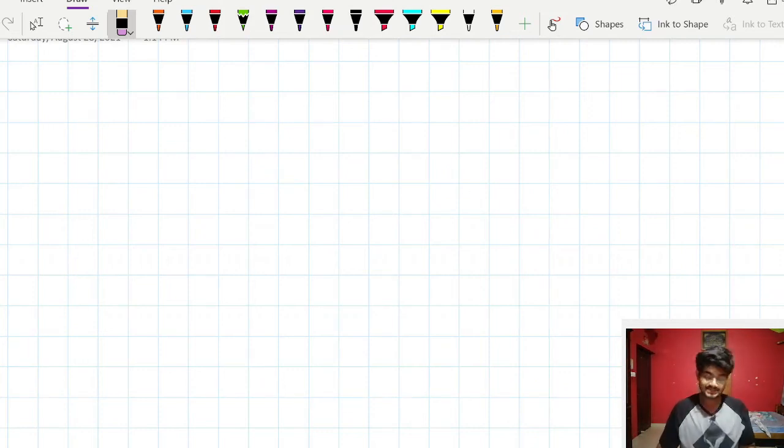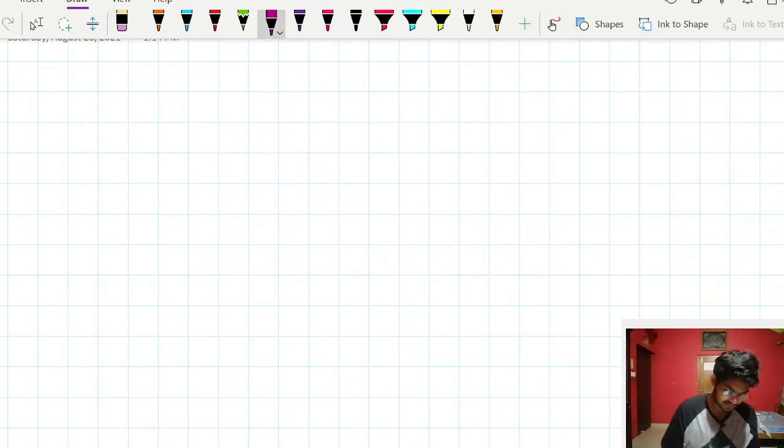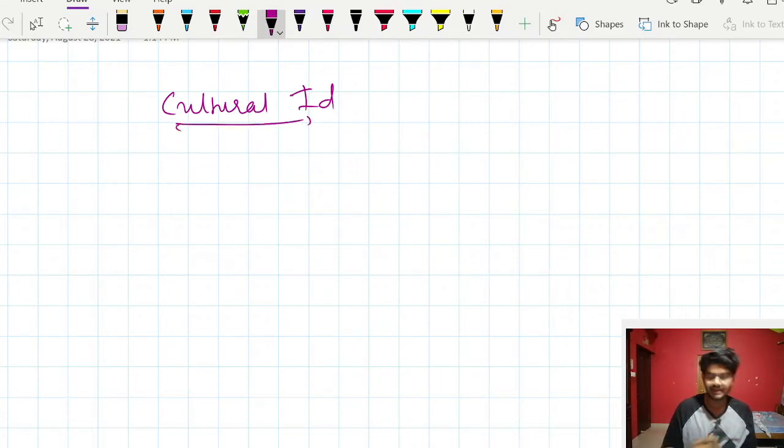So let us discuss cultural identification. It is one of the important things that we do in the practical lab, because we have to identify many pathogenic organisms based on various biochemical reactions. So usually the identification of the pathogen is done by three methods.